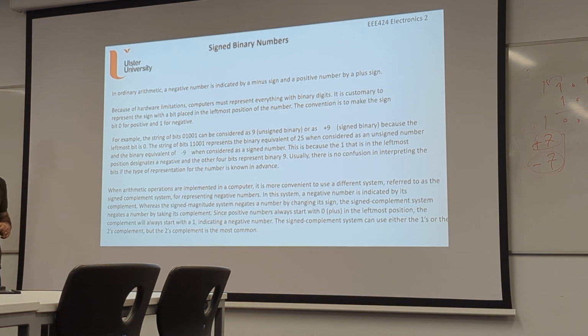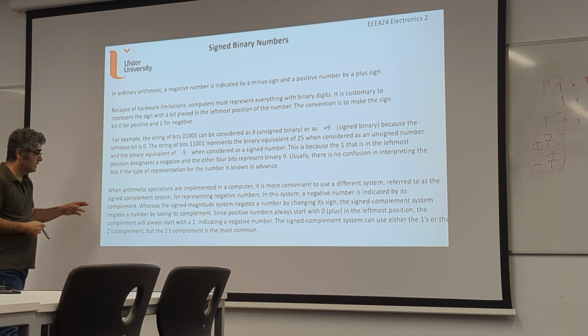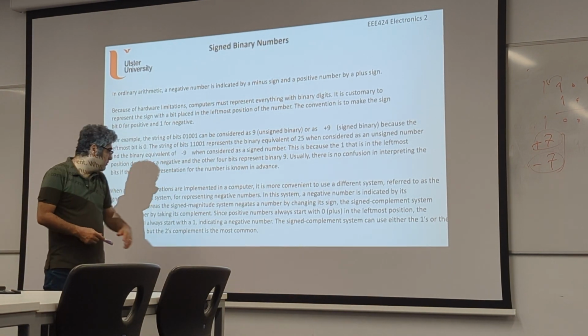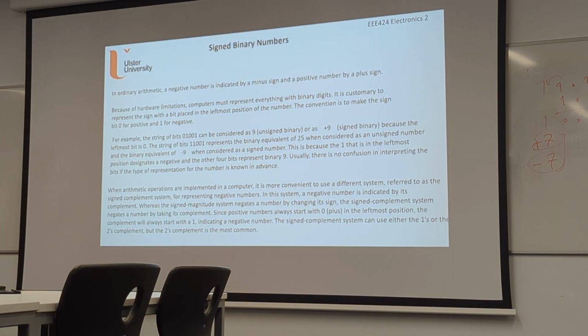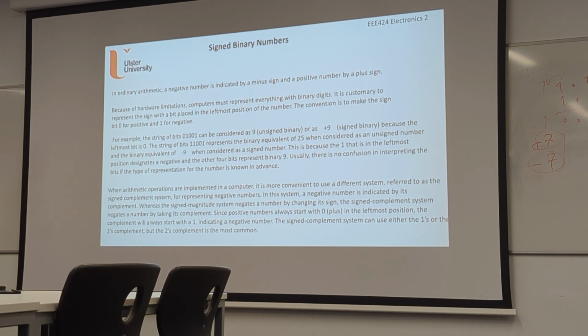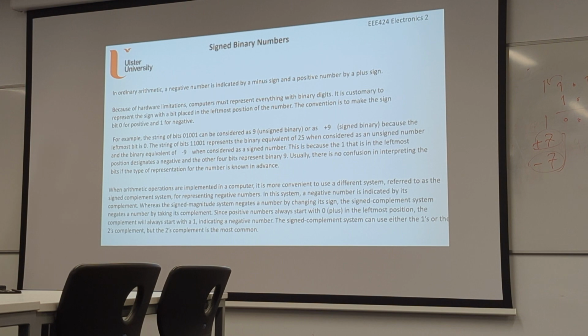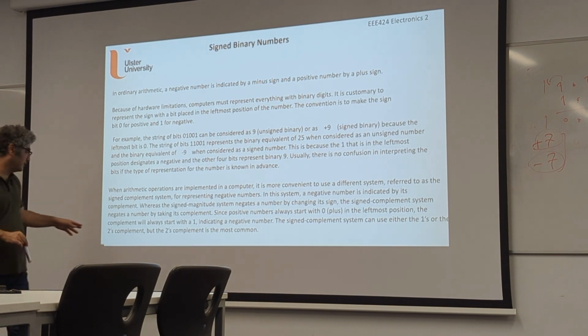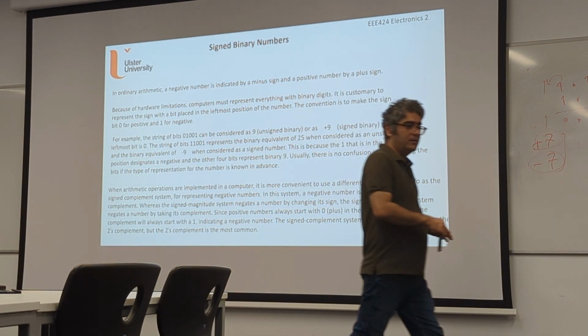One part that is important here, which I will tell you to learn more about, is the BCD format, because generally most of the computers work on the BCD format. Anyway, whereas the sign magnitude system negates a number by changing its sign, the sign complement system negates a number by taking its complement. Since positive numbers always start with 0 in the leftmost position, the complement will always start with 1. Then when you see 1, it means that's a negative. To indicate a negative number, the sign complement system can use either the 1's or the 2's complement, but the 2's complement is the most common.